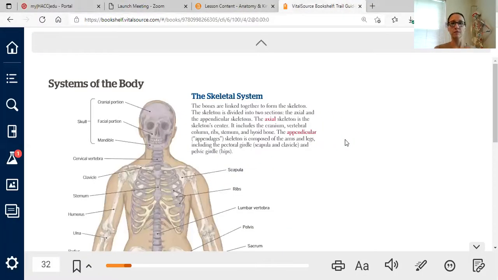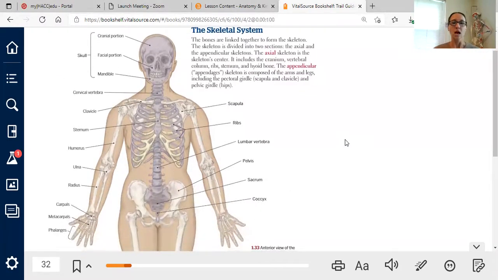This is page 32 in your trail guide book. The skeleton itself gives us our shape. So we are human shaped because our skeleton looks the way that it does, or is formed the way that it does. Within the skeleton, we have 2 major divisions. We have the axial skeleton and the appendicular skeleton. They are connected, obviously, but the 2 divisions basically are the middle of the skeleton and then everything else.